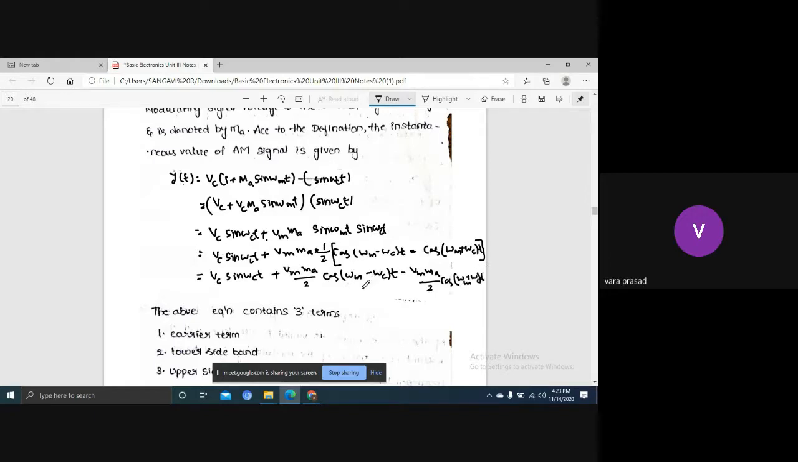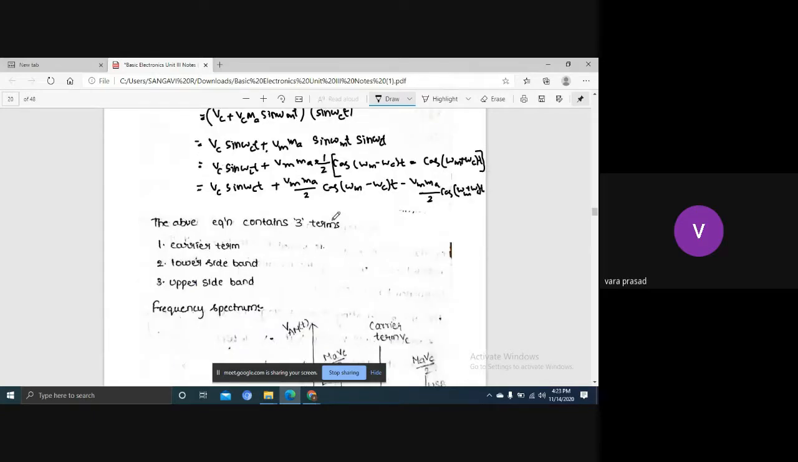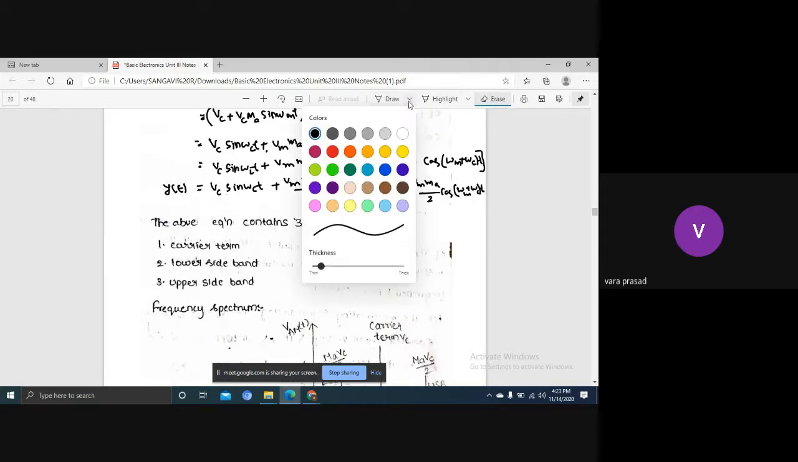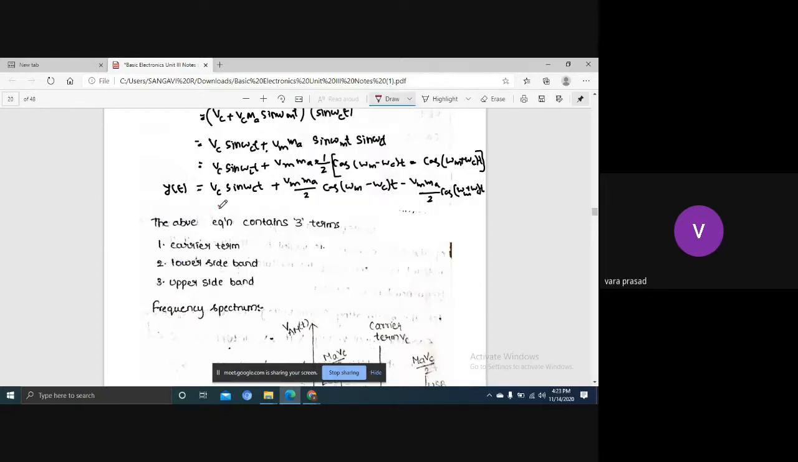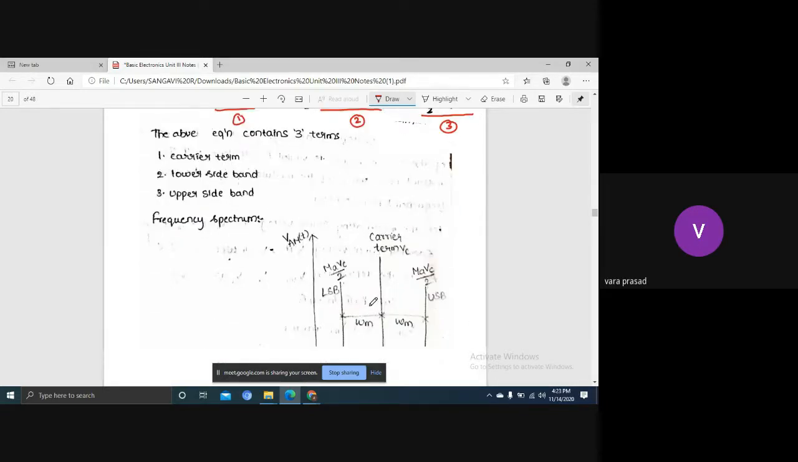Now this is the output signal. We can call it the modulated signal. This modulated signal consists of three terms: the carrier term, the lower sideband and the upper sideband. This is the first term, this is the lower sideband, this is the second term and this is the third term. These three terms we can represent here.